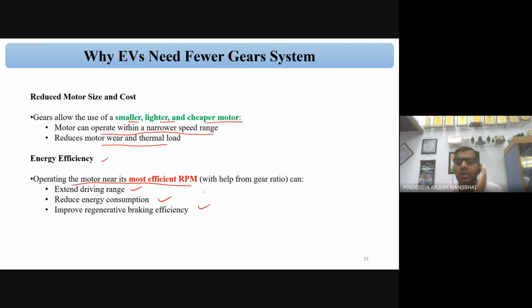Regarding regenerative braking efficiency, how we can generate the regenerative braking, we will see in the third unit and in the MATLAB simulation file.